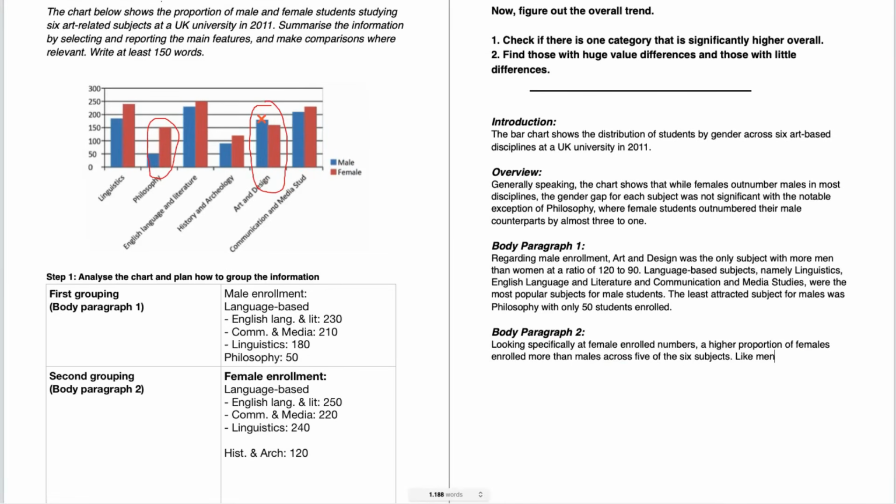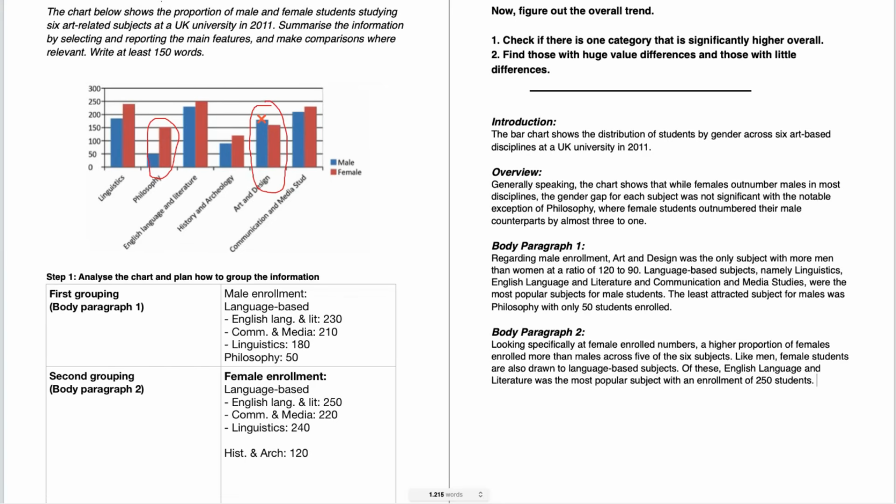We could see here, like men, female students are also drawn to language-based subjects. Now I'm including this because I want to also compare a bit the male and female enrollment, and that is true from looking at our graph. And I'll say here, of these, English language and literature was the most popular subject, with an enrollment of 250 students. And again, we had that in our outline.